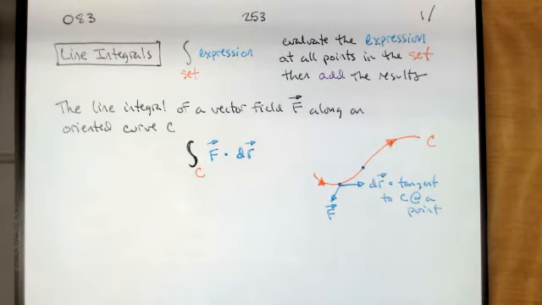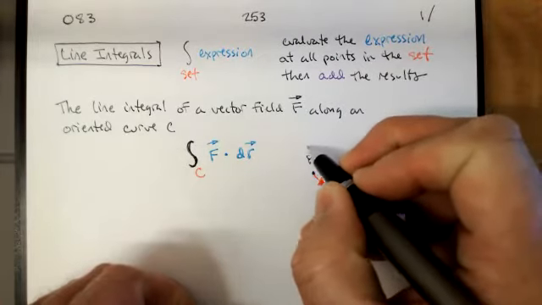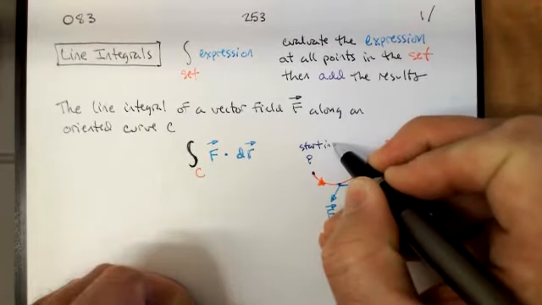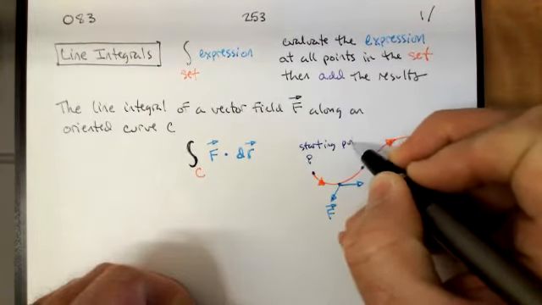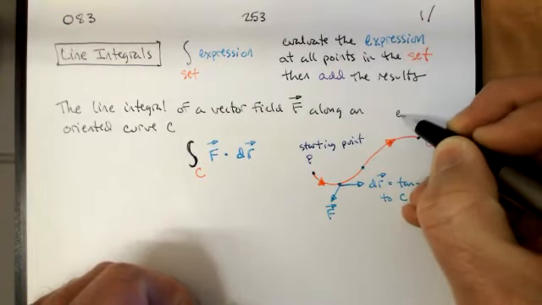So curve just means one-dimensional thing. Oriented means it has a direction. There's a starting point and an ending point. A lot of times we name the endpoints P and Q. So C is the curve, P is the starting point, and Q is the end point.